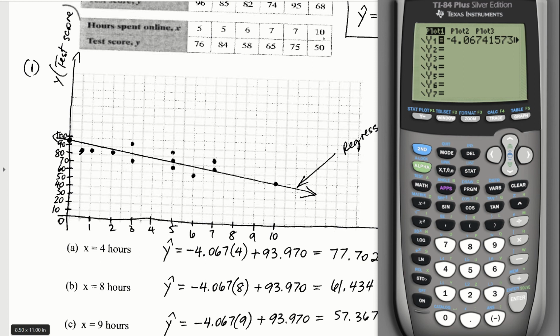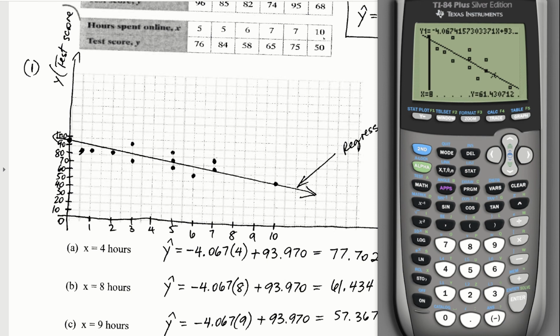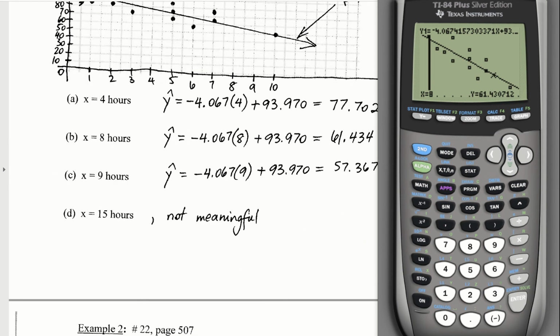Similarly, if I wanted to calculate for 8, I would again have my graph, or you can just do second calculate. I want the value when x equals 8. I hit enter, and again you would get a predicted test grade of about 61.43. Let's do a new one. What if somebody spent 9 hours online the day before a test? Second calculate. The value of this prediction equation at 9 would be 57.36.